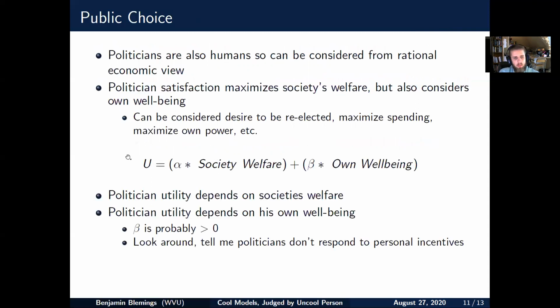But anyway, politicians' utility function could literally be written with some positive weight, alpha greater than 0, on how much they care about society's welfare, and some positive weight, beta greater than 0, on how much they care about their own well-being. I would argue that beta is probably greater than 0 for everyone, although it's higher for some people compared to others. But as a useful abstraction, people care about themselves as well, and so beta is probably greater than 0.